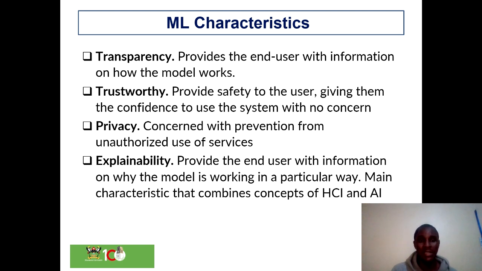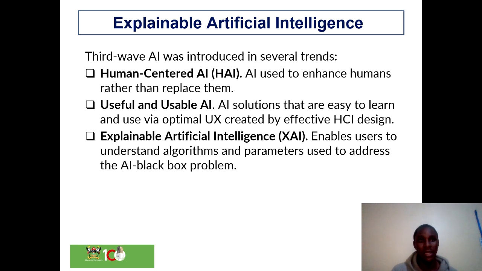And lastly, explainability, what we are looking at here, and it provides the end user with information on why the model is working in a particular way. So this is the main characteristic, and it combines concepts from HCI and artificial intelligence. So a little more on explainable AI.